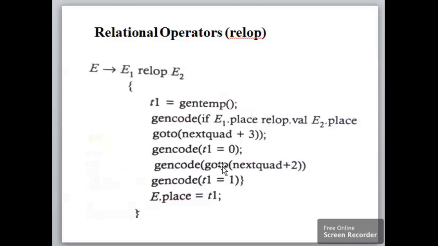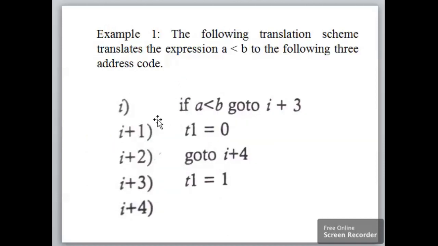Before going with this, let us go with one simple example. For example, if I take the expression a less than b, I need to generate the three-address statement for the expression a less than b. This is the three-address code that would be generated for this expression. We would be writing it as if a less than b go to, where go to represents the true condition, and following this would be the false.